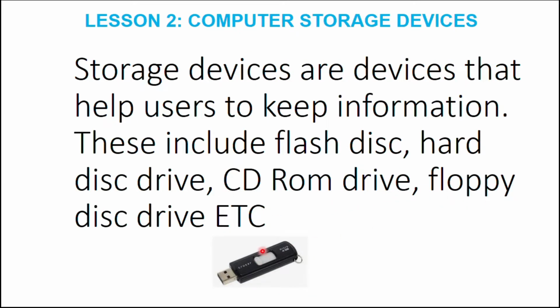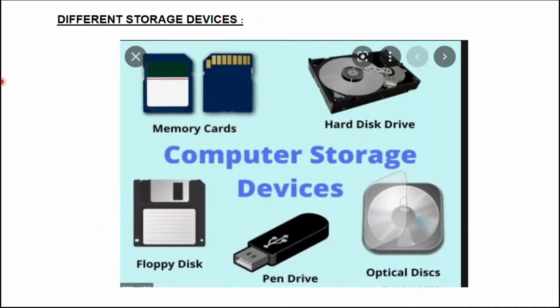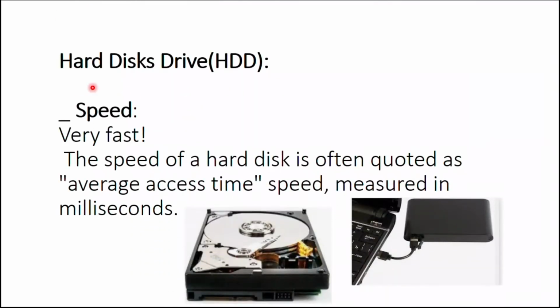Let's see different storage devices. The image shows different computer storage devices. First, we have memory card, hard disk drive, floppy disk, flash disk drive or pen drive, also optical disk. Now go to hard disk drive.